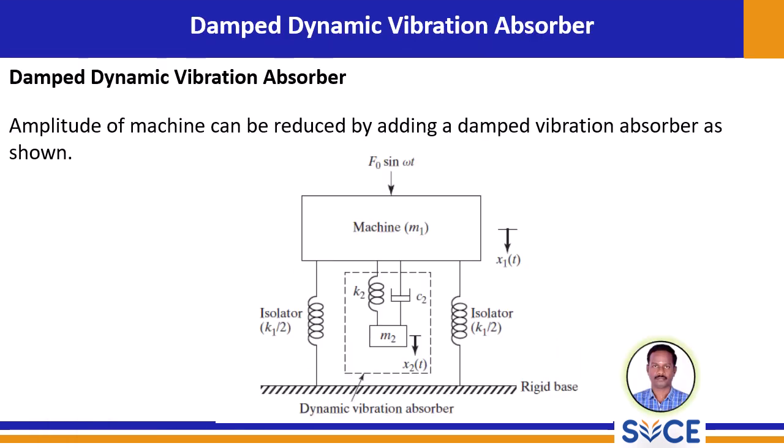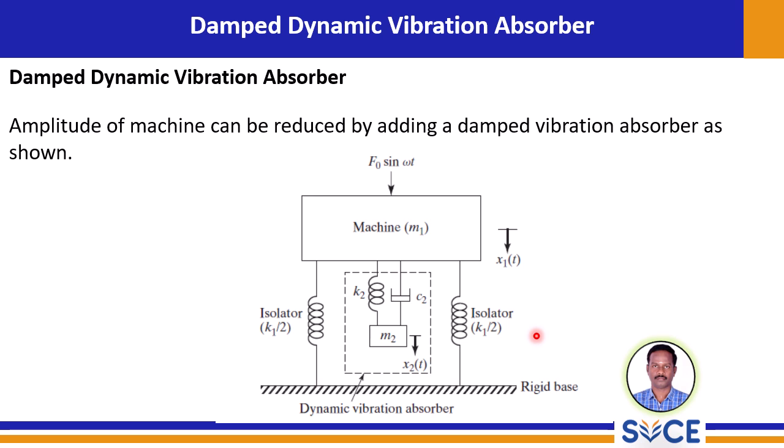Building upon our understanding of the undamped absorber, let's now consider a more realistic scenario, the damped dynamic vibration absorber. As we briefly mentioned, incorporating damping into the absorber design significantly improves its performance and addresses some of the limitations as well. As stated here, the amplitude of vibration of the main machine can be effectively reduced by adding a damped vibration absorber, as illustrated in this diagram.